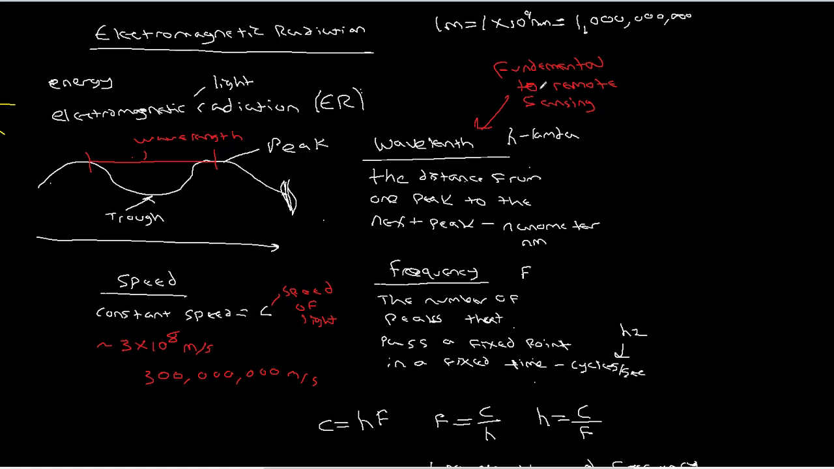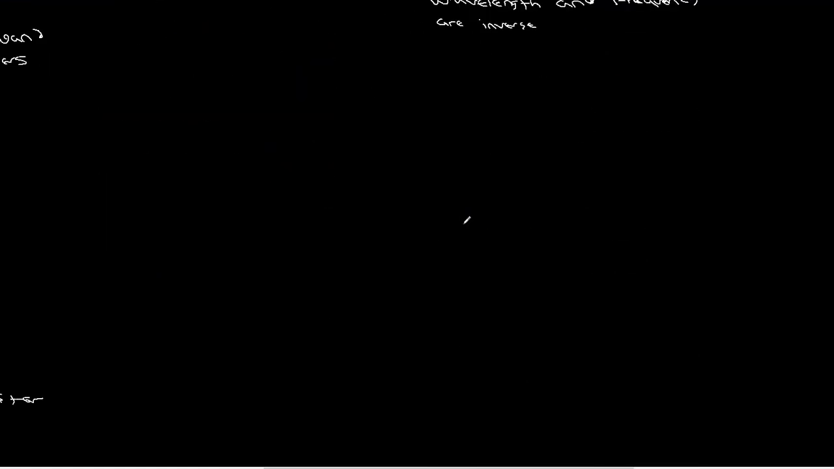And I started the video by saying that wavelength, this idea of lambda, which looks like an H, is fundamental to remote sensing. Now I want to talk about why it's fundamental, and why this measurement from one peak to the next is so important. Let's give ourselves a little bit of room here. And I want to talk about this idea of the electromagnetic spectrum.